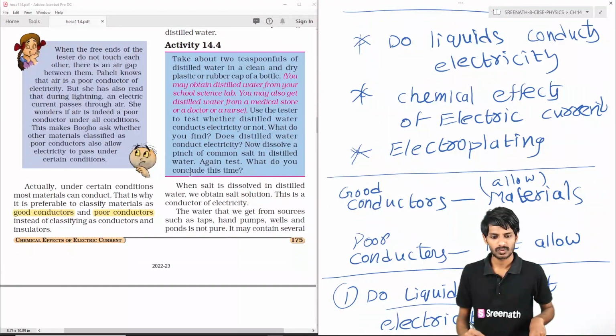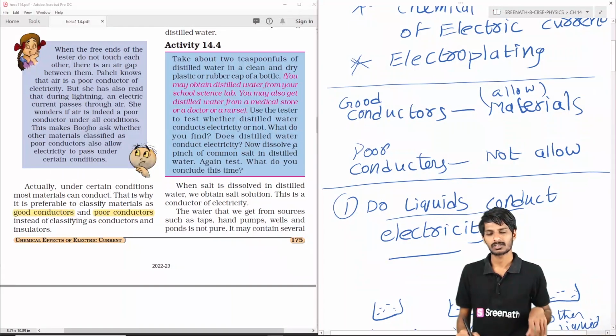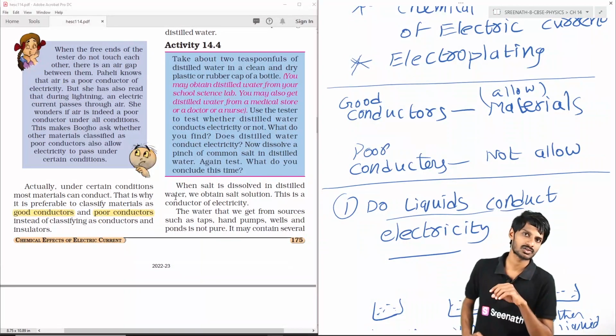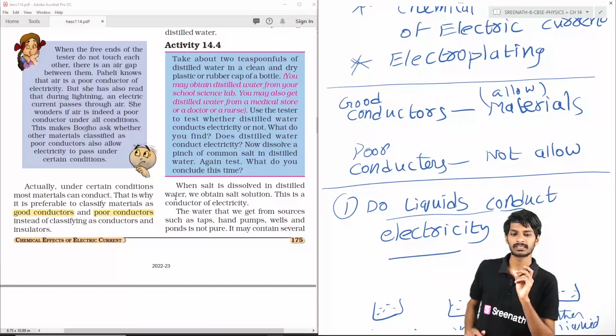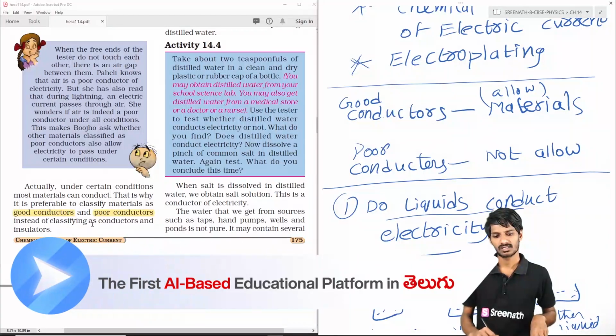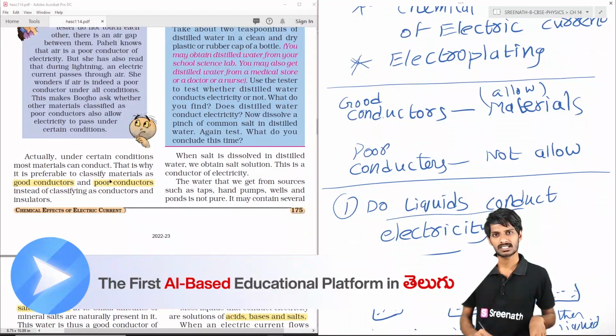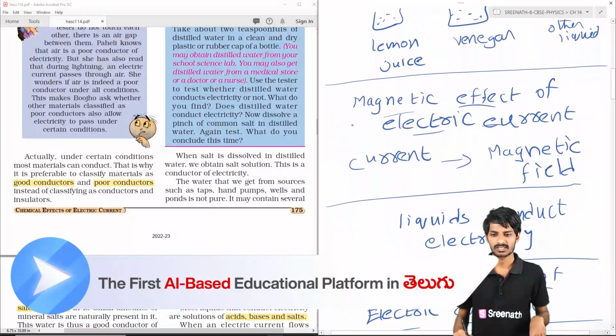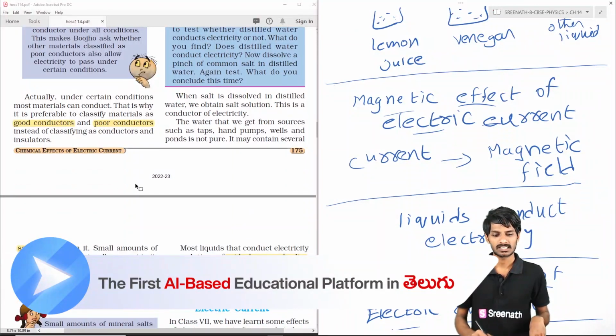And the final thing is, students, every material can conduct. Even the insulators also conduct, students. That's why we classified materials into good conductors and poor conductors, students. Okay, that is the case. So under certain extreme conditions, poor conductors also work as good conductors, students. So that is the case.